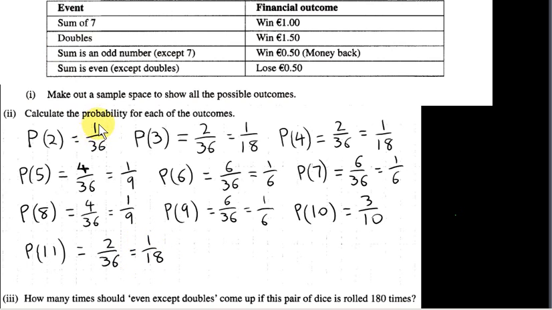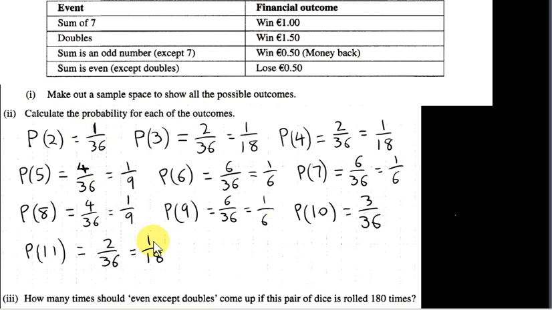Now we have 36 equally likely outcomes altogether. So if we add up the numerators of these fractions, we should get 36. So we have 1 and 2 is 3, and 2 is 5, and 4 is 9, and 6 is 15, and 6 is 21, 4 is 25, 6 is 31, and 3 is 34, and 2 is 36. Of course, this should be 36 here. So everything checks out.